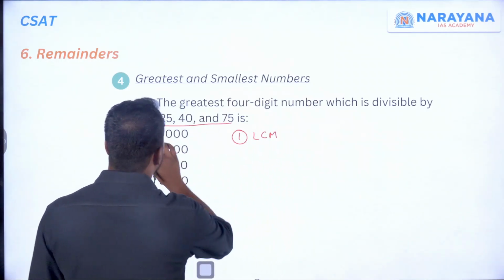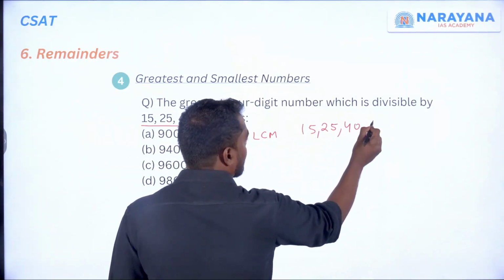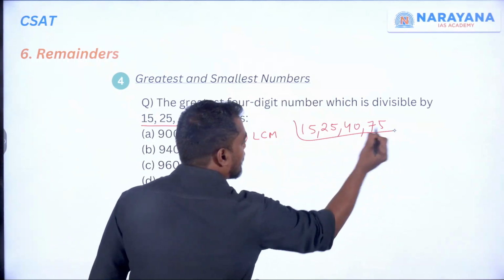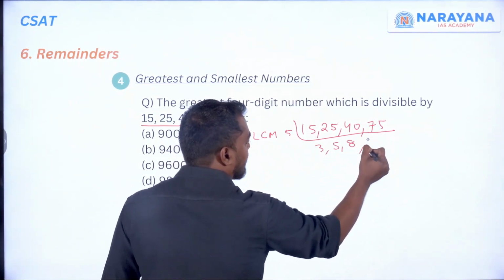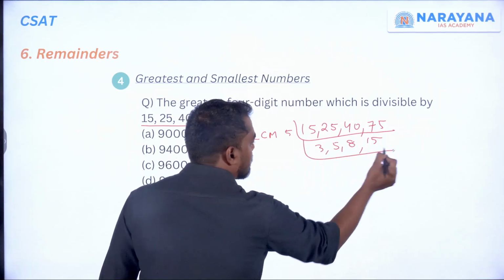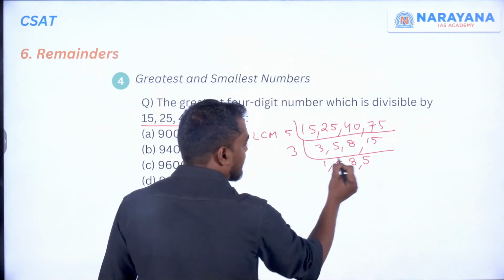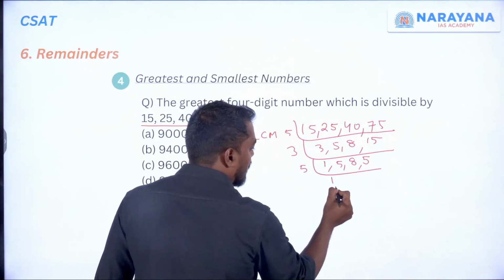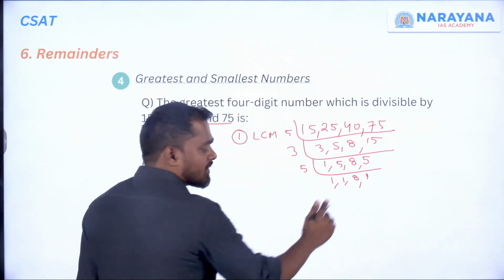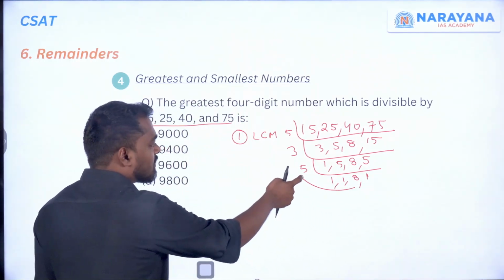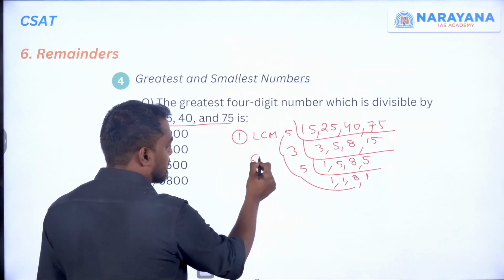So the LCM of 15, 25, 40 and 75. If you do it, 5 3s are 15, 5 5s are 25, 5 8s are 40, and 5 15s are 75. If you put 3, 3 1s are 3, 3 5s are 15, 8, 3 5s are 15. If you put 5, 1, 1, 8 and 1. So 8 5s are 40, 4 3s are 120, 5 120s are 600.